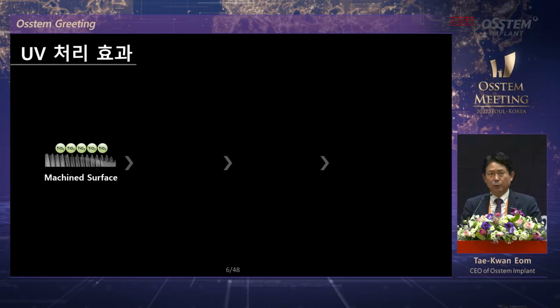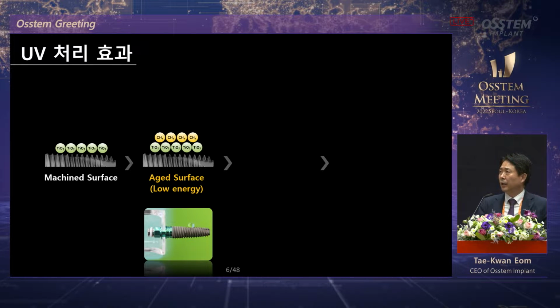UV 3D surface. The machined surface. TiO2 layers would be formed instantly, and you're looking at the word aged. Hydrocarbon. The organic materials would be attached to the surface. Hydrophobic. The water drops are formed. I'm not saying hydrophobicity is bad. It is relatively not good.